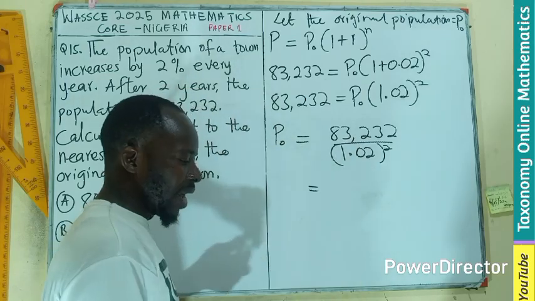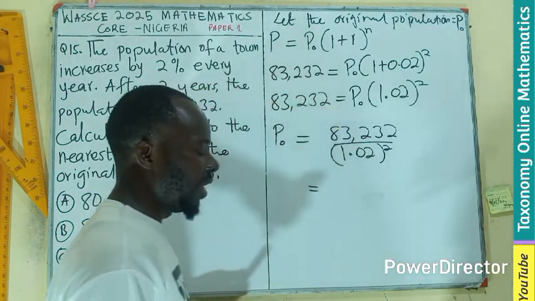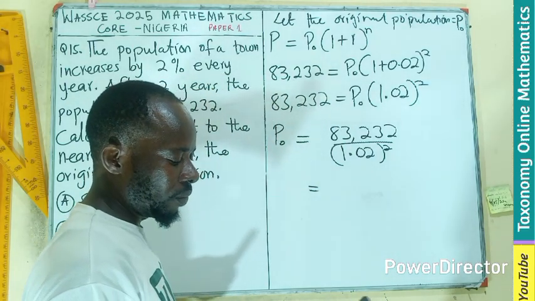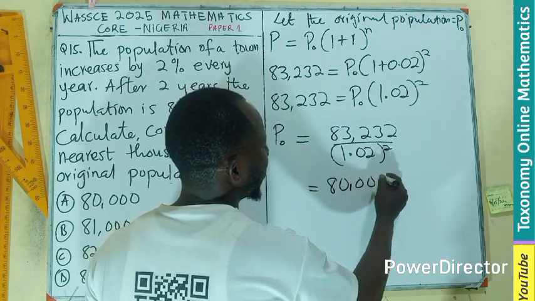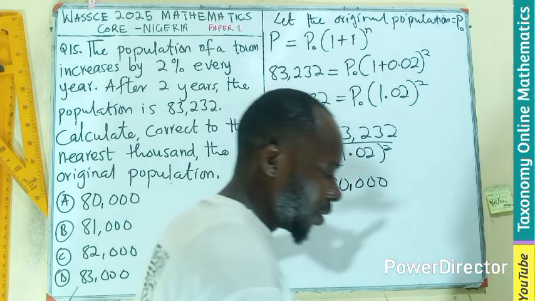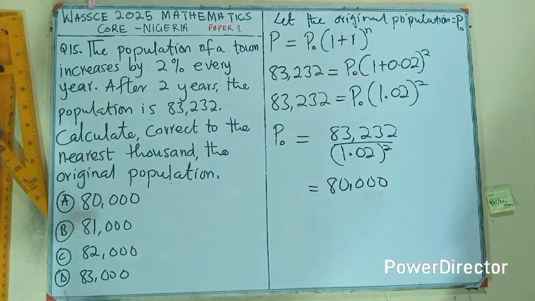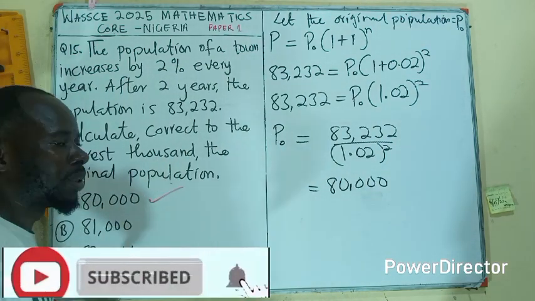I want to put it all in the calculator at once and see that value. If you do that, you should be having 80,000 as the original population. So check and see. That will be the option what?